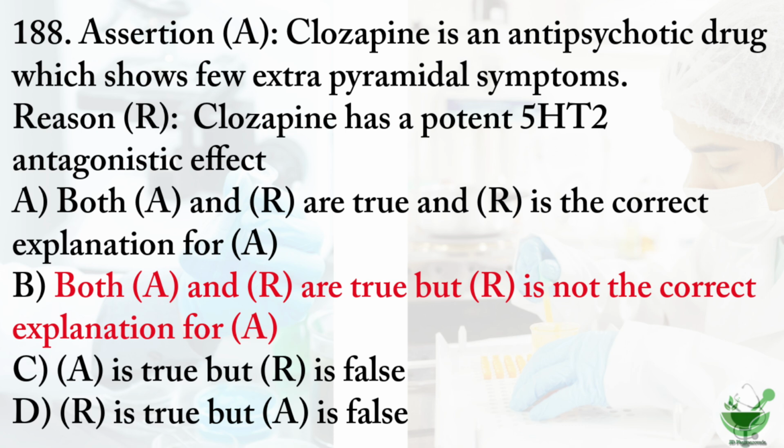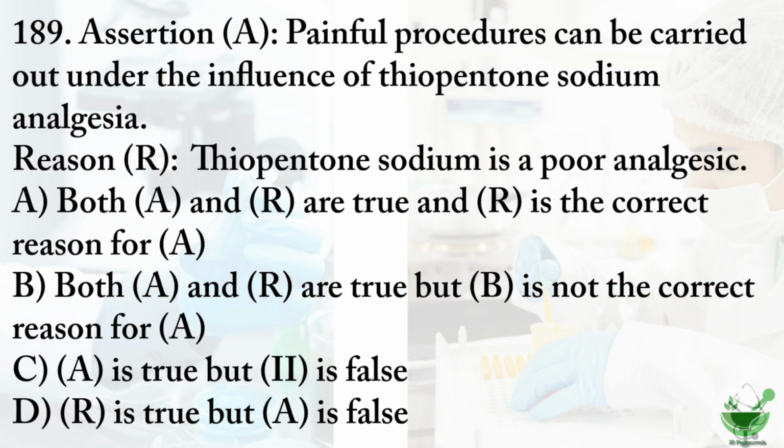Then question number 189, assertion, painful procedures can be carried out under the influence of thiopentone sodium analgesia. Reason, thiopentone sodium is a poor analgesic. The options are option A, both A and R are true and R is the correct reason for A. Option B, both A and R are true but R is not the correct reason for A. Option C, A is true but R is false. Option D, R is true but A is false. The right option is option D, R is true but A is false.